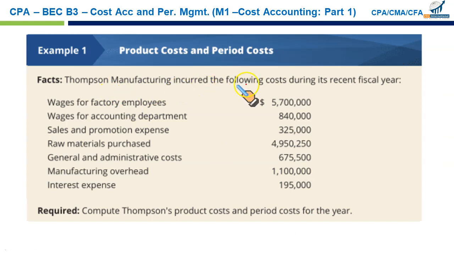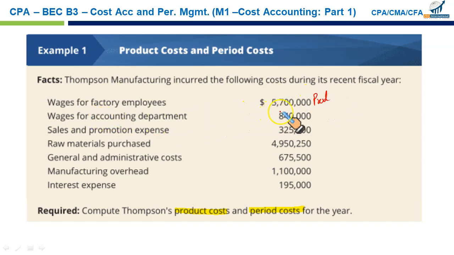Thomson Manufacturing incurred the following costs during its recent fiscal year. Compute Thomson's product cost and period cost for the period. Alright, so first, wages for factory employees, it's a product cost.